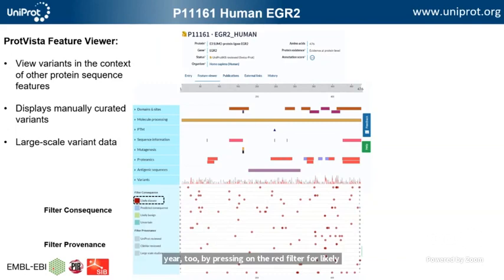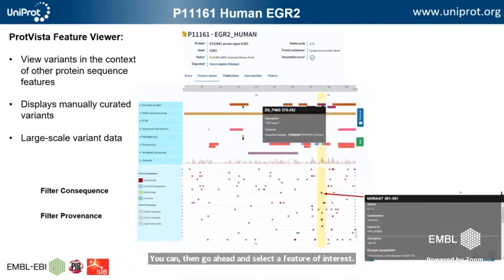By looking at the pathogenic variants only, you can get a clear picture of how the pathogenic variants are distributed along the protein sequence, and also analyze the potential overlap with protein features that are shown above. You can then go ahead and select a feature of interest, for example, the zinc finger domain that is spanning the EGR2 residues 370 to 392.